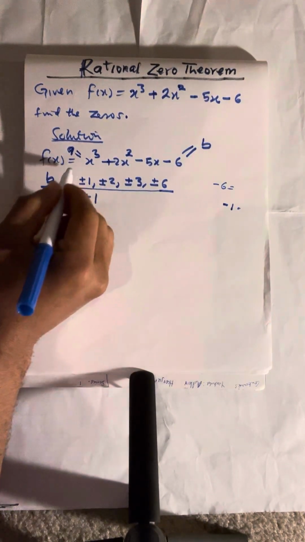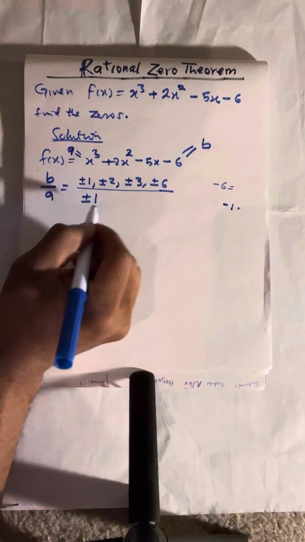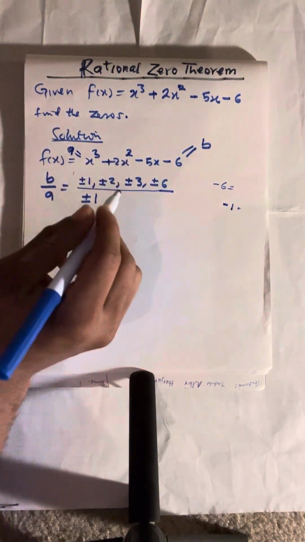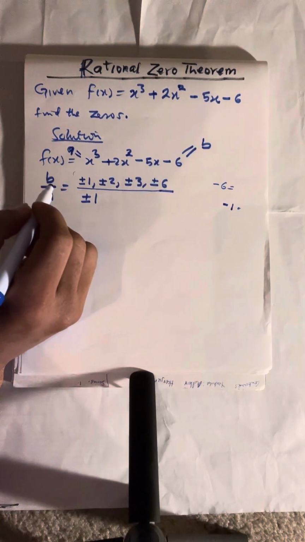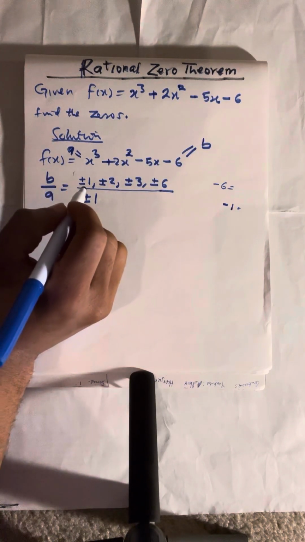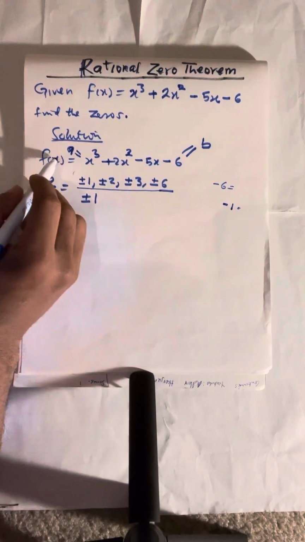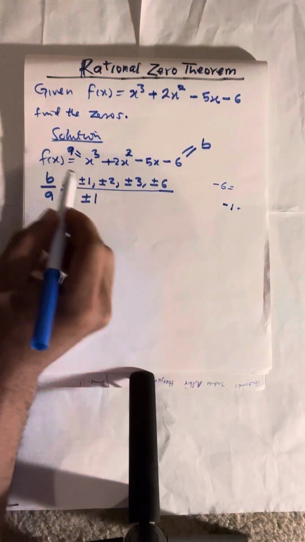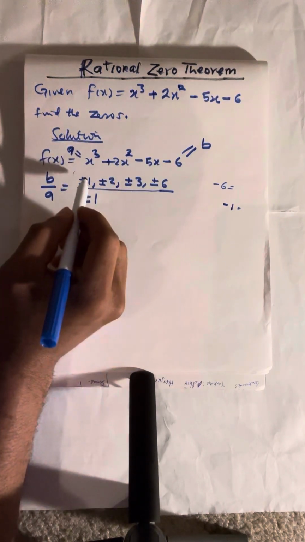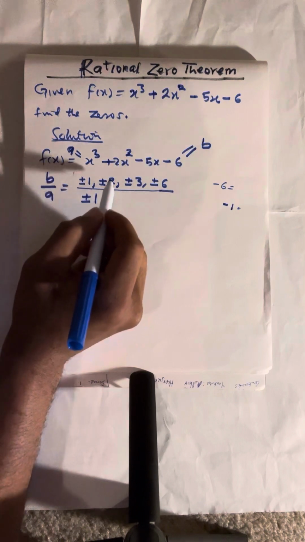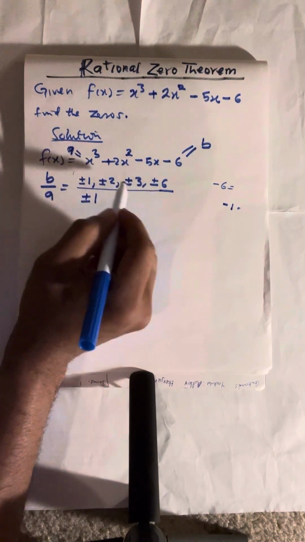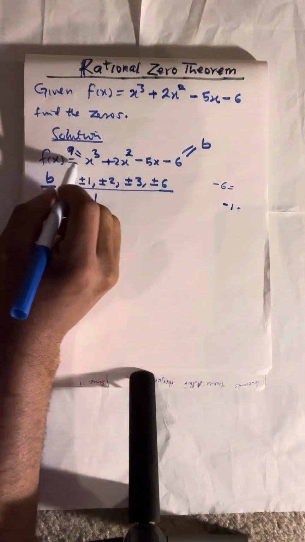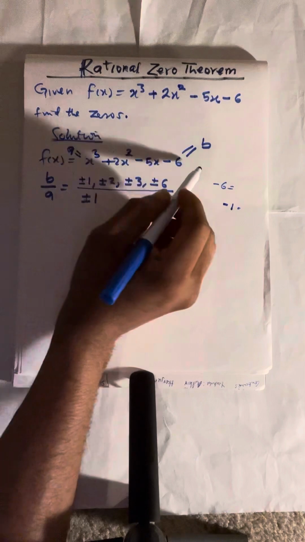Now, this set that I have here is a set of all possible rational zeros of this function. I'll repeat, it is a set of all possible rationals of this function. Meaning that a combination of the numerator and the denominator from any of these values is a value that could make this f of x equal to 0.